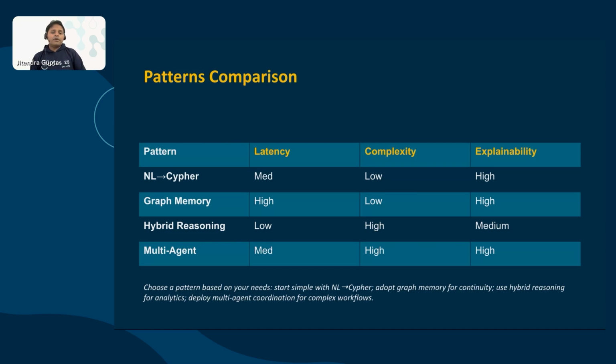Looking at the graph memory approach, the latency is going to be high because first of all it has to store those memories, create the indexing, then retrieve the information. All that adds a lot of latency. However, the complexity can be reduced. Again, it also provides high explainability because it has a lot of context to work with and then provide the information back.